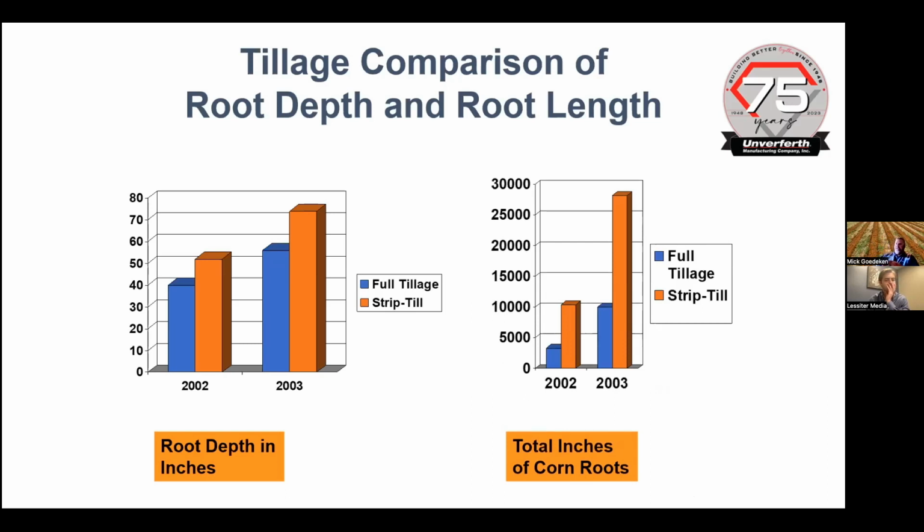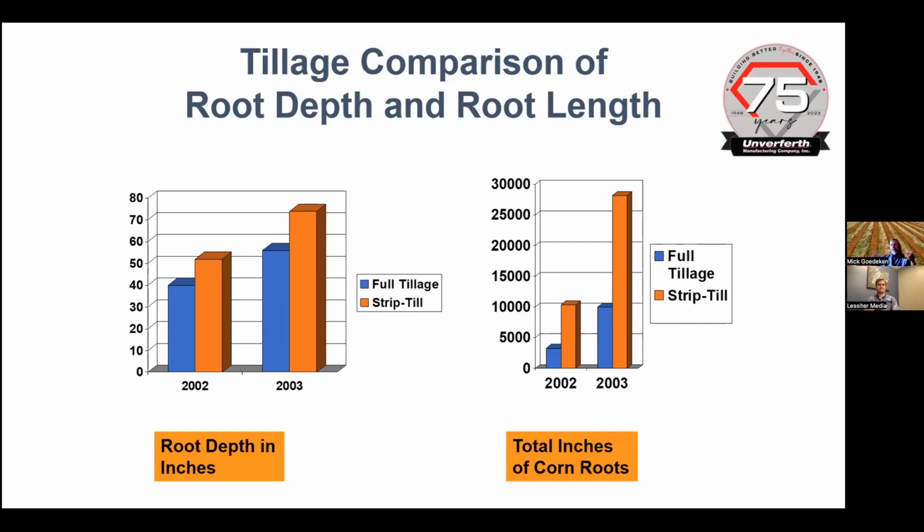How about total inches of roots? In '02, we were about 3,000 inches of roots in that full tillage. That strip till was over 10,000, right at 10,000. That's a huge difference. We think about '03, we were 10,000 with full tillage and almost 27,000 inches of roots.